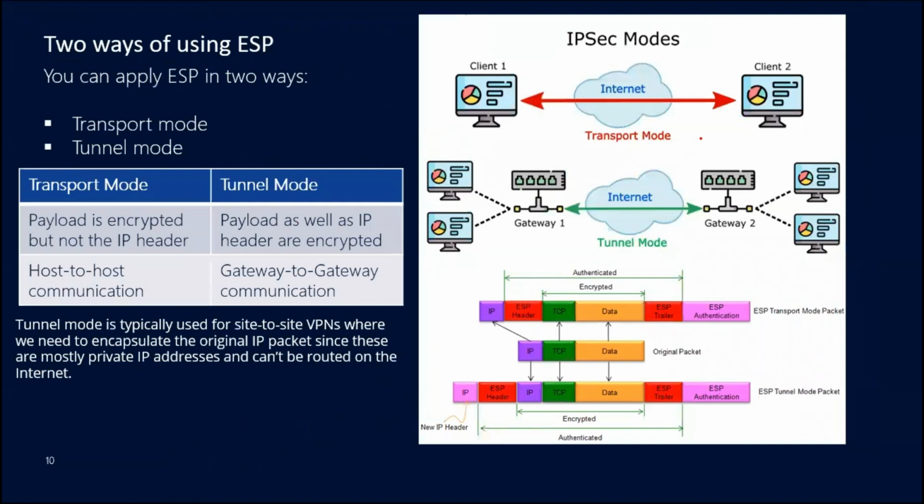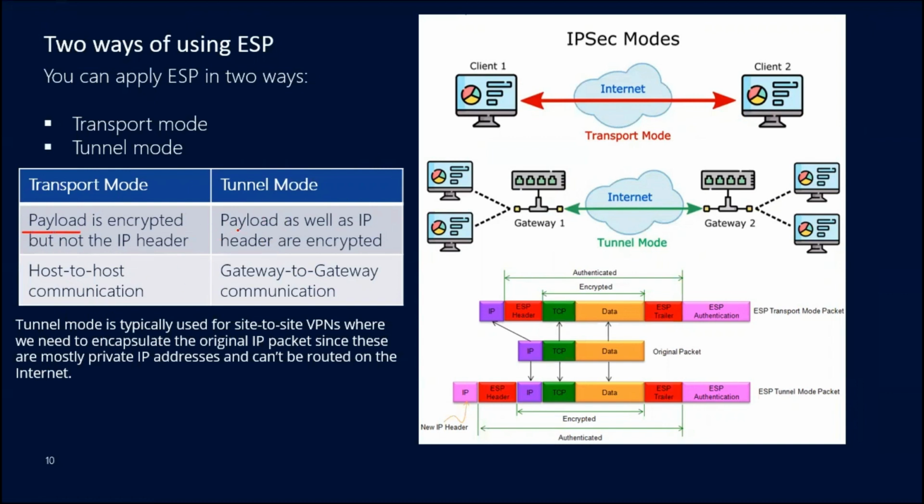Now, a very important thing, there are two ways of using ESP. One is tunnel mode and second is transport mode. It's very important. We can learn it like this: in transport mode, the payload is encrypted, but not the IP header. I'm repeating it again. In transport mode, the payload is encrypted, whatever the data, but your IP header remains as it is.